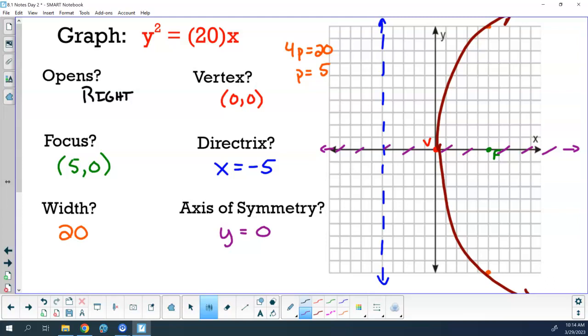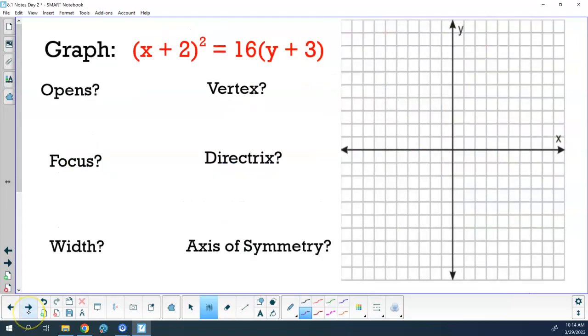All right. You now try graphing that one. X is squared, 4p is positive. That to me says that this one is going to open up. We'll have a vertex of this one at -2, -3.